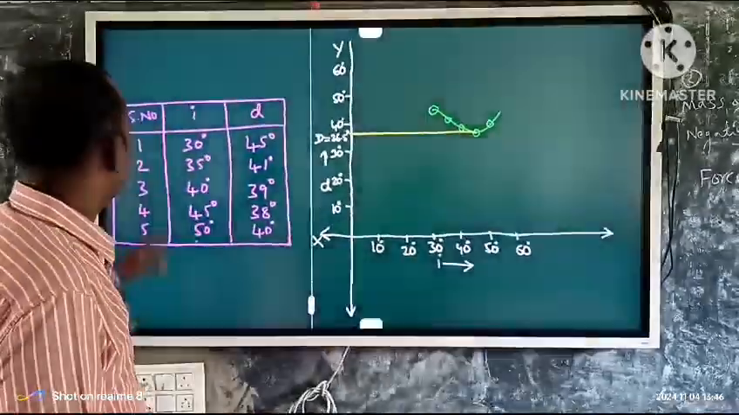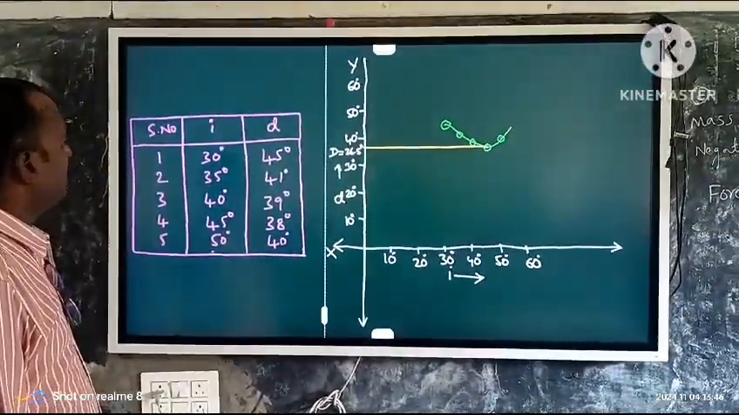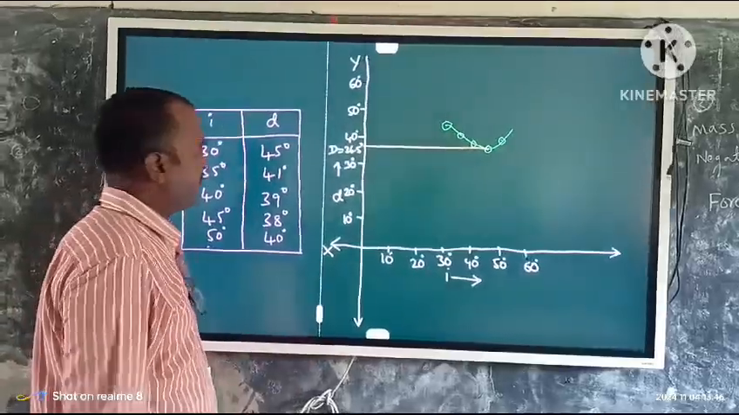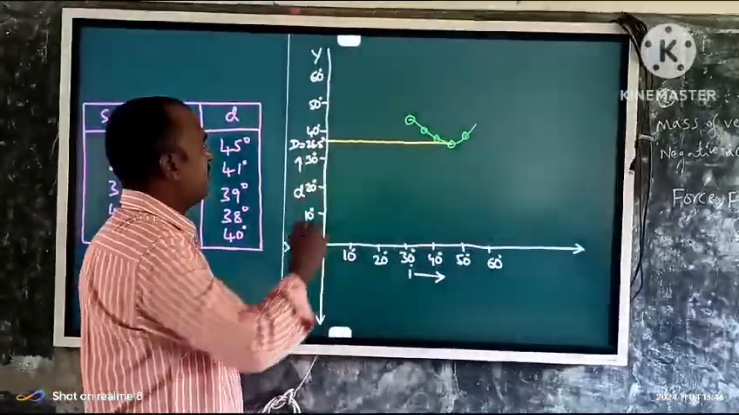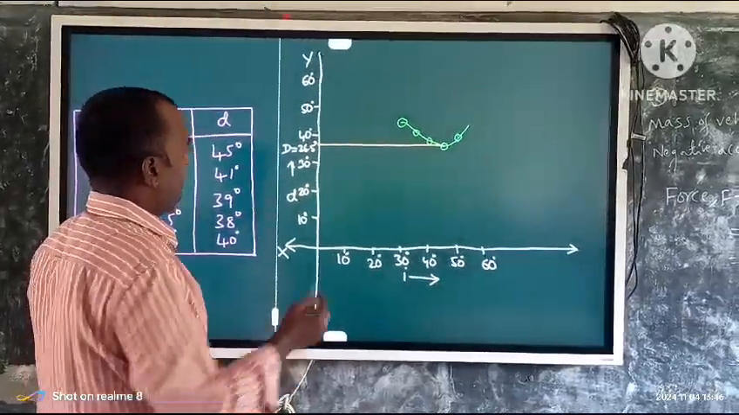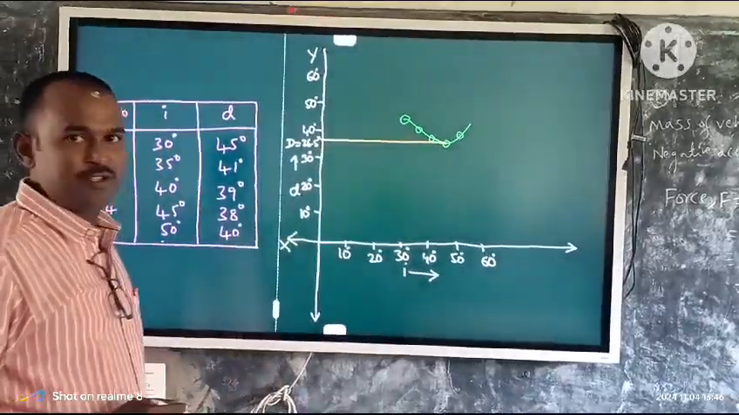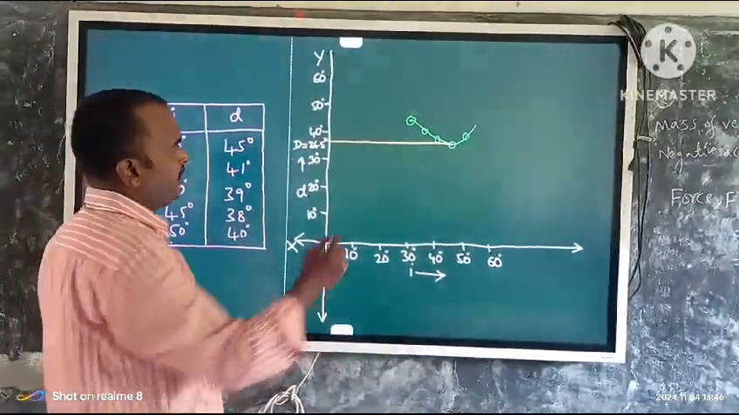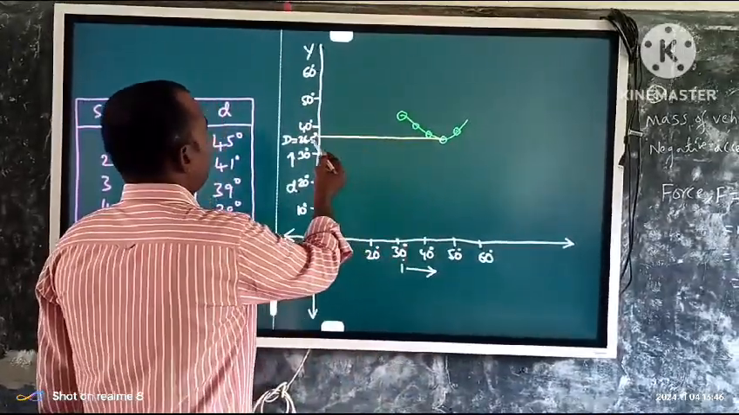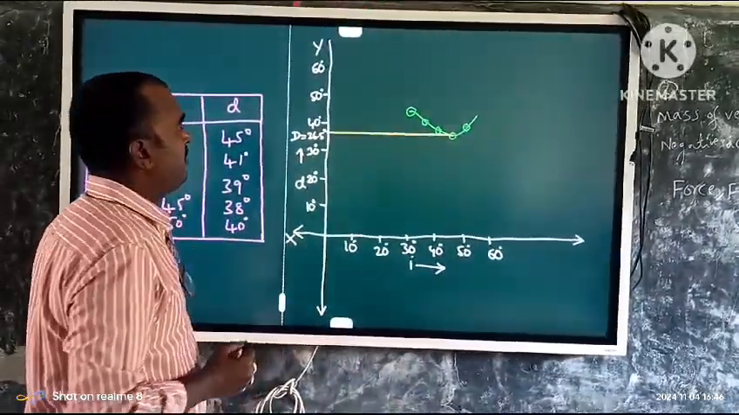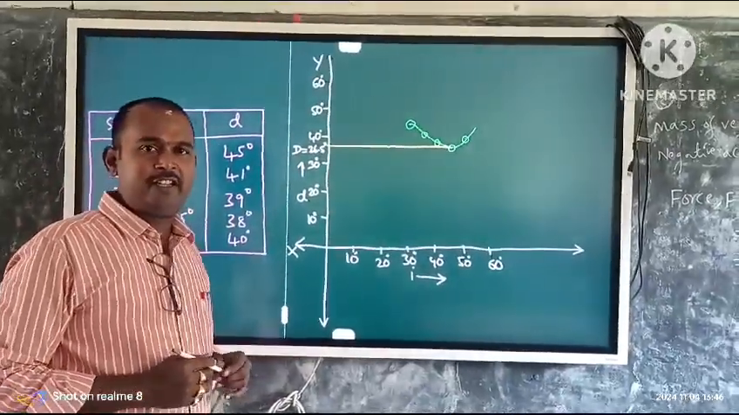We tabulated I and D values in this table and draw the graph taking I values on the x-axis and D values on the y-axis, and we plot the respective points of I and D values. If you observe, we get a graph, a curved line, and this is the angle of minimum deviation. We get the angle of minimum deviation at 6.5 degrees.